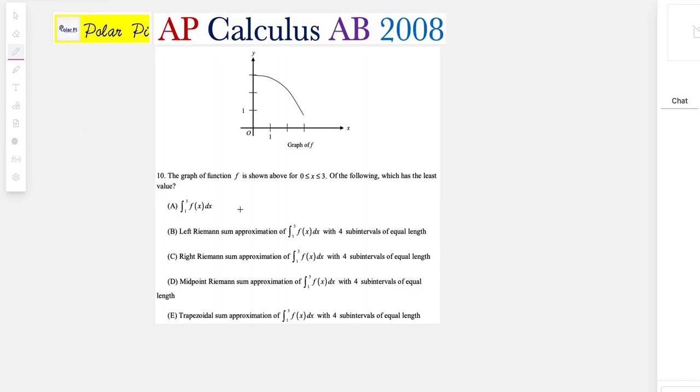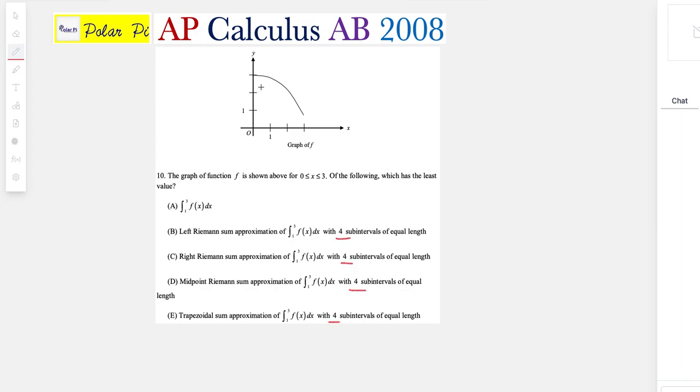Next is 10. So yeah, okay. Which has the least value. Okay, the integral from 1 to 3 of f, again, pay attention to these signs. The integral from 1 to 3 of f is going to be the exact area, right, under the curve. Okay, keep that in your head, right? Nothing else to do. Left Riemann approximation with 4 subintervals. I don't like that they made them 4 because it makes it more cumbersome.